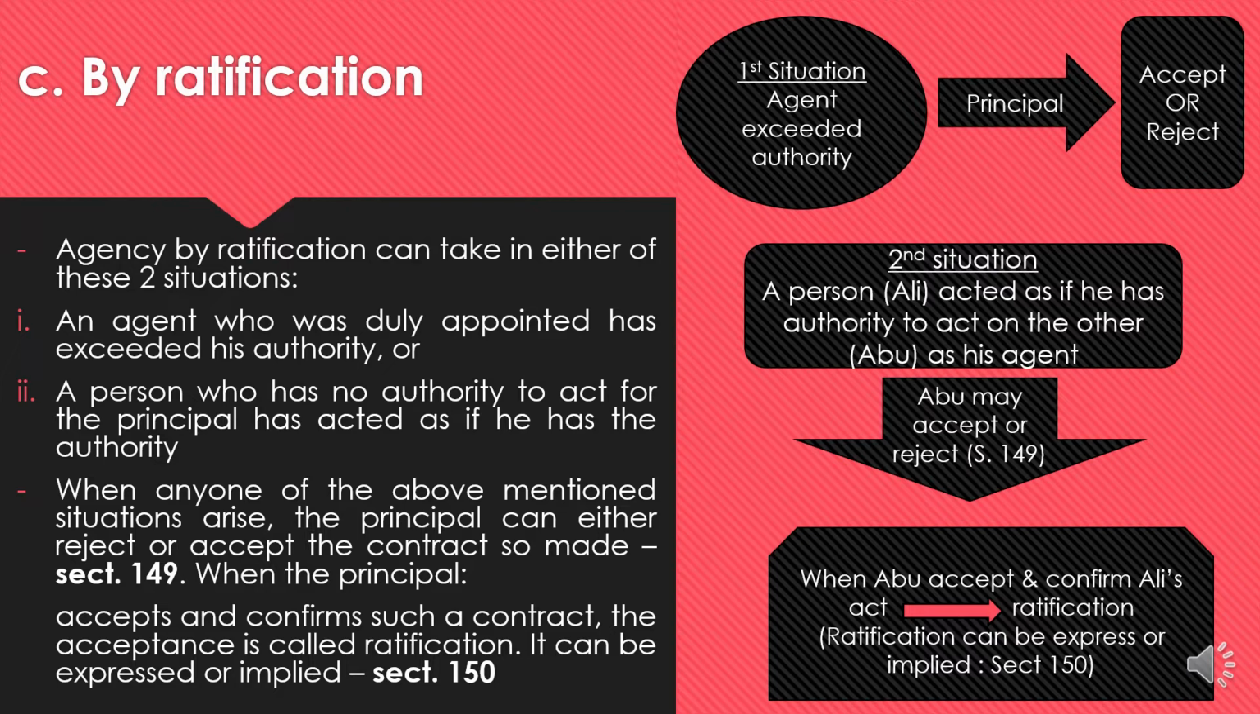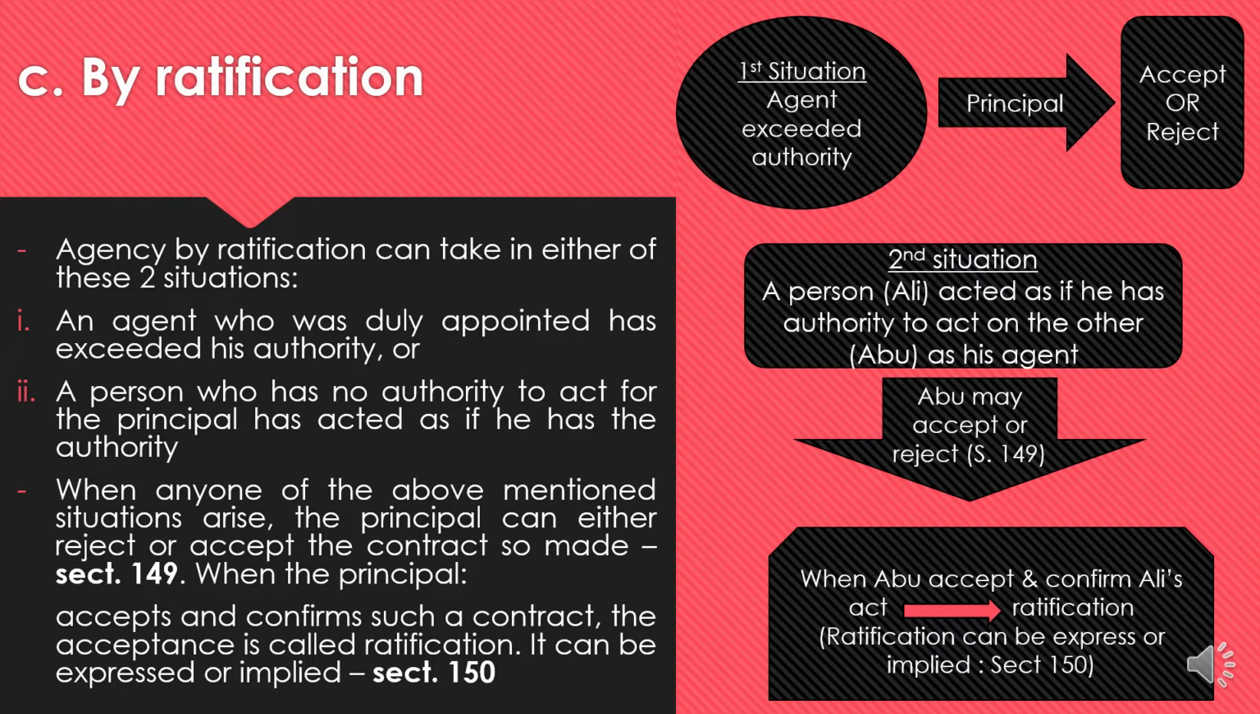So we call this the first situation, right? The second situation, a person who has no authority to act for the principal has acted as if he has the authority. Okay. The person has no authority at all, right? But he acted as if he is the agent. So there are two situations now. In both situations, remember this, the principal can either reject or accept. This is provided under section 149 of your Contract Act.